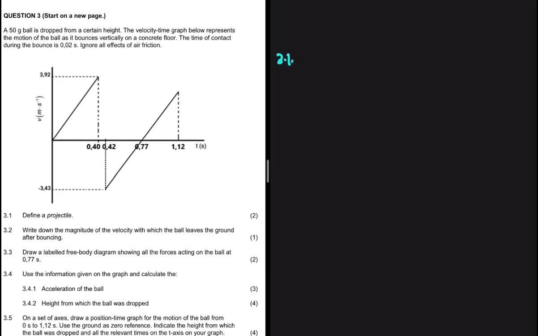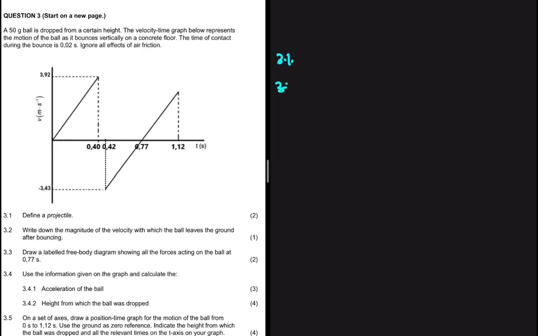Let's look at our question statement and try answering 3.2. So a 50 grams ball is dropped from a certain height. The velocity time graph below represents the motion of the ball as it bounces vertically on a concrete floor. The time of contact during the bounce is 0.02 seconds. Ignore all effects of friction.